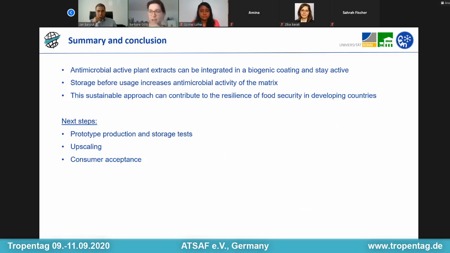So the next steps in our project is that we are going to test more bacterial strains. We also want to do combinations of certain extracts. And then we want to produce prototypes and do some storage tests with food products. And then we go into upscaling in Benin and going to make a pilot study. And afterwards, we will also check for the consumer acceptance and see if this project outcome can contribute to reduce the food losses in Benin.